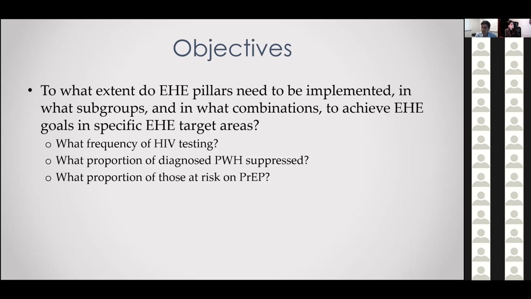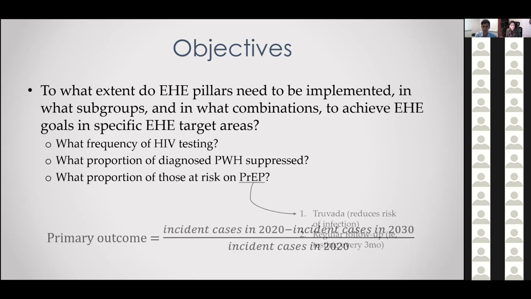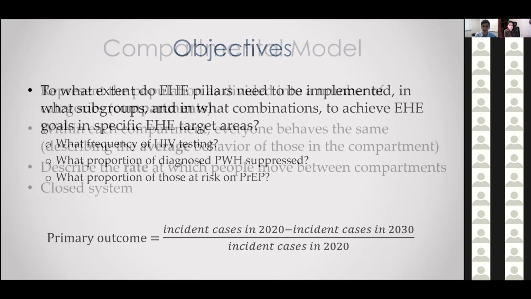So how frequently do you need to test for HIV? What proportion of people who have HIV do you need to get virally suppressed? What proportion of people at risk need to be on PrEP in order to achieve reductions at the scale that you're talking about, right? And just a word here, when we represent PrEP in the model, we represent it as both Truvada, a pill that reduces your risk of getting HIV, but also regular follow-up, so testing every 3 to 6 months. So when we ask these questions, our primary outcome here is going to be the reduction in the number of incident cases from 2020 to 2030 relative to the 2020 level. So that's framing it as a percent reduction in incidence.